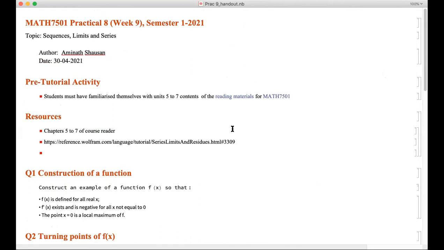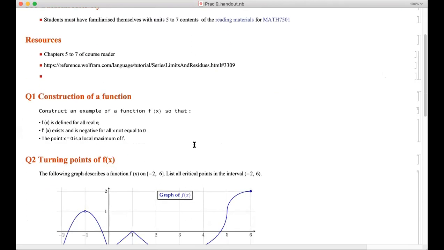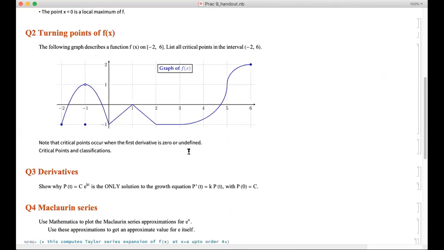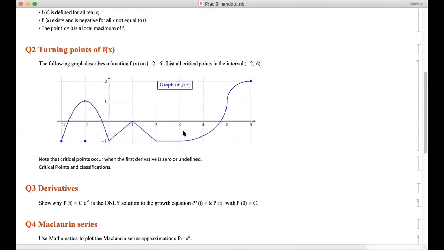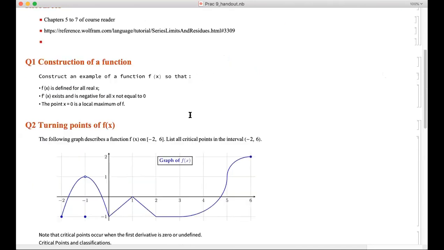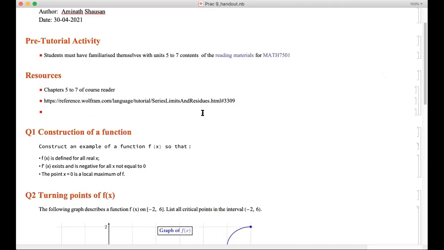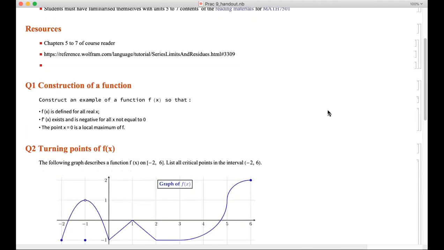All right, the plan for today's prep is to go through these questions as many as we can, and then give some help with the assignment. Okay, I can give individual help via breakout rooms if you want.